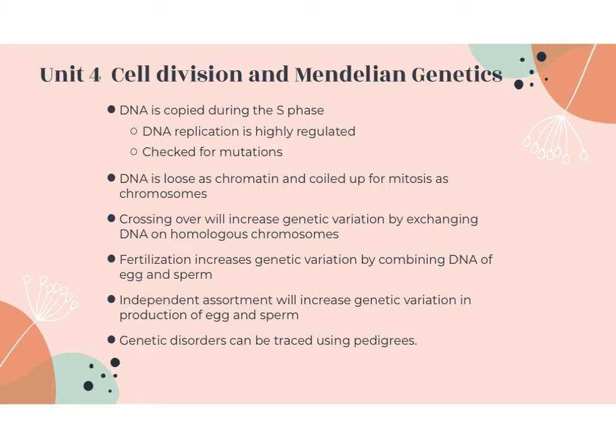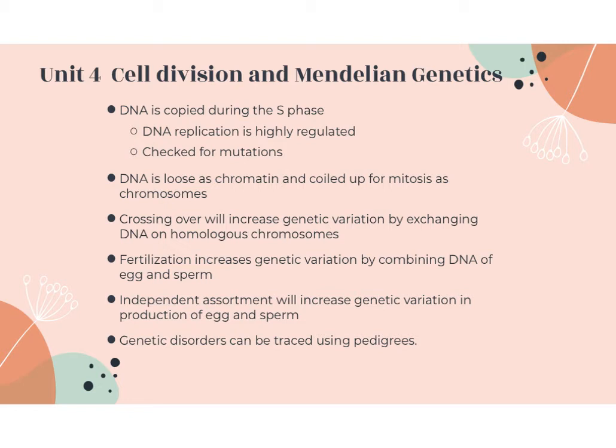Starting with the cell cycle, our DNA synthesis happens in the S phase. We are going to replicate that DNA. It's regulated, and this is where we check for mutations. Then, when the cell is ready to divide, our loose DNA in the form of chromatin is going to coil up in mitosis and form the chromosomes that you're used to seeing, those little X's.